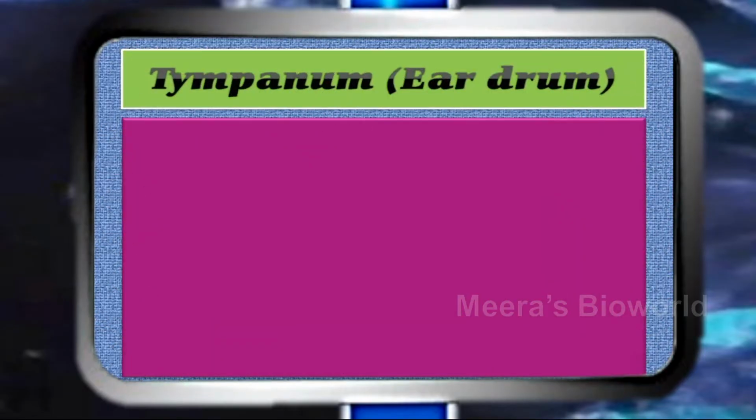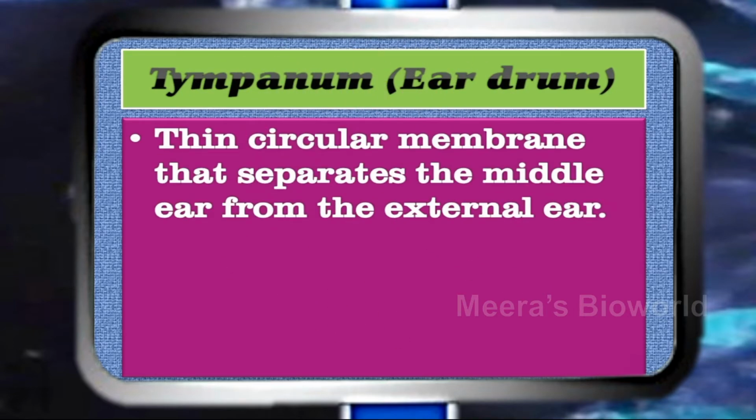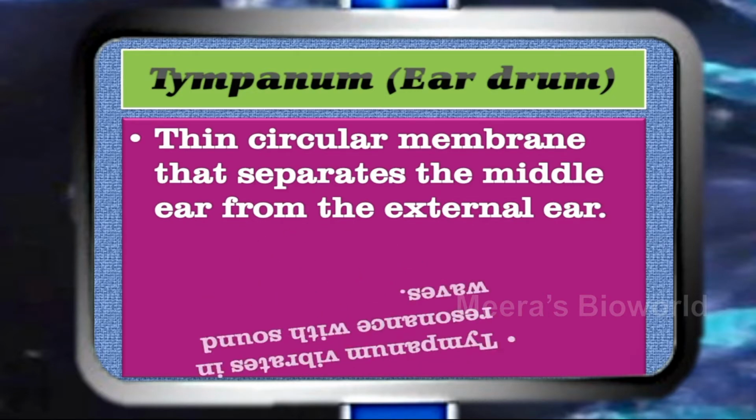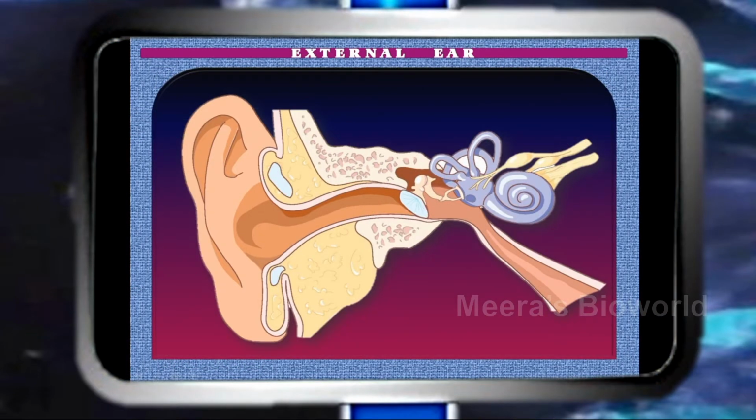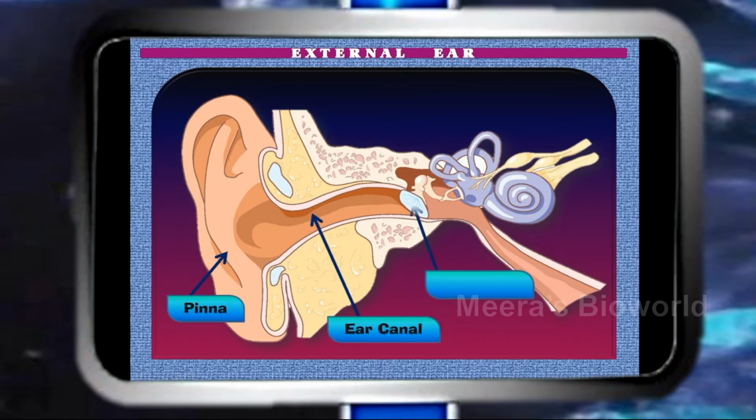Tympanum, also known as eardrum, is a thin circular membrane that separates the middle ear from the external ear. Tympanum vibrates in resonance with sound waves. So here you can see the three major parts of the external ear: pinna, ear canal and eardrum.